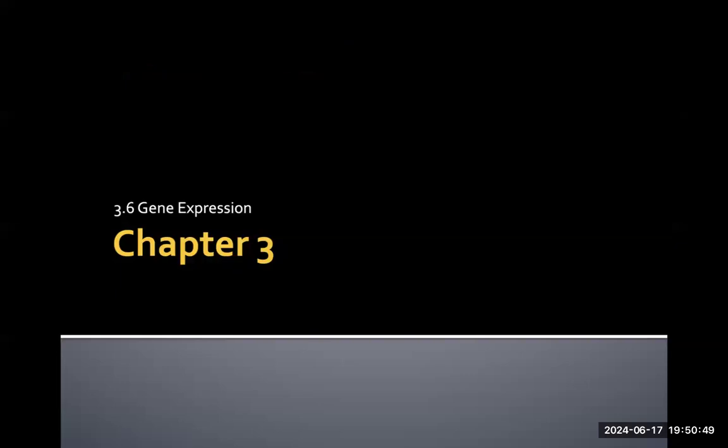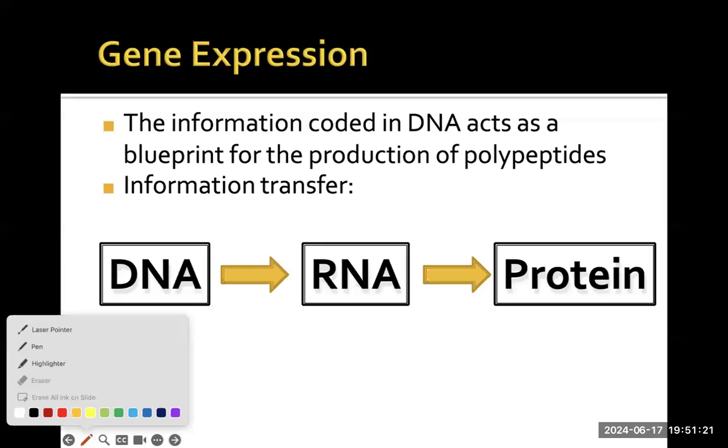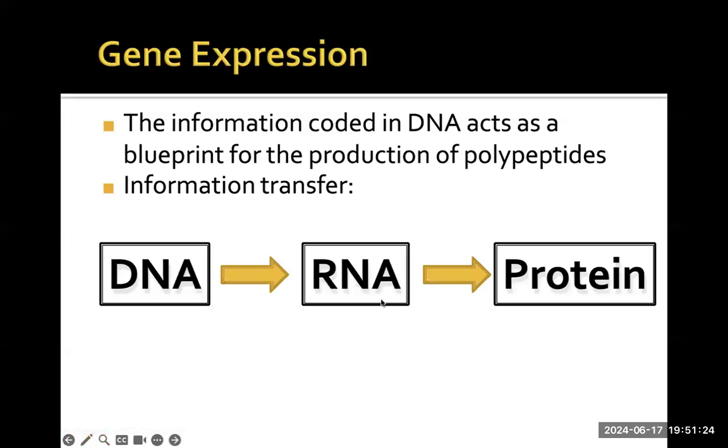Okay, last part here is gene expression. Gene expression is really important because it helps a lot of the processes that we just talked about, plus it also codes for DNA and helps replication and all kinds of things. So gene expression is the information coded in DNA that acts as a blueprint for the production of polypeptides. Information transfer to create the gene expression is going to use this process. You're going to convert DNA into RNA, which is called transcription. And then the last part here is RNA into proteins, which is now called translation.